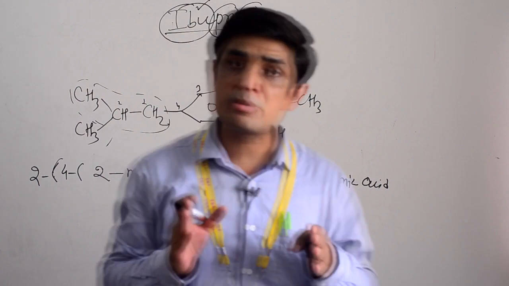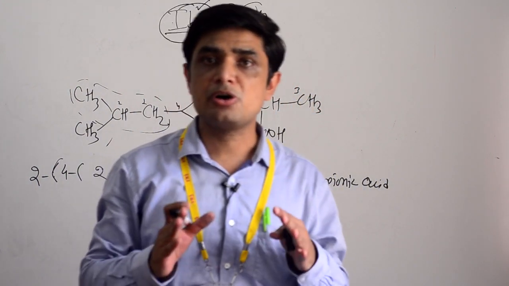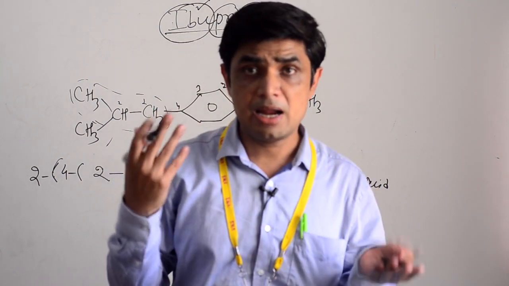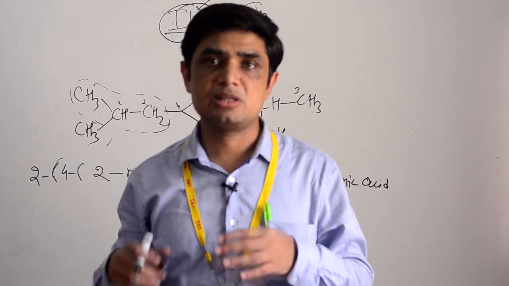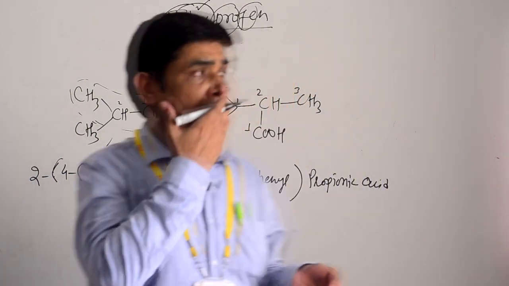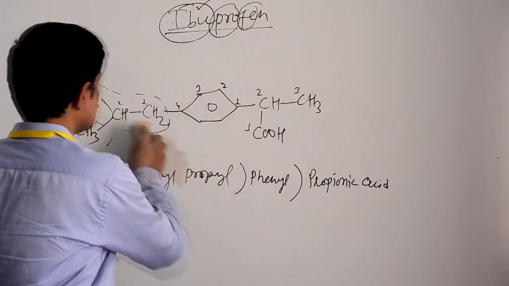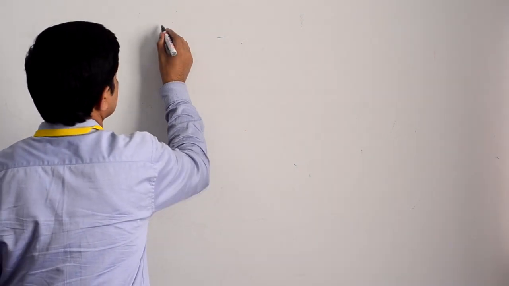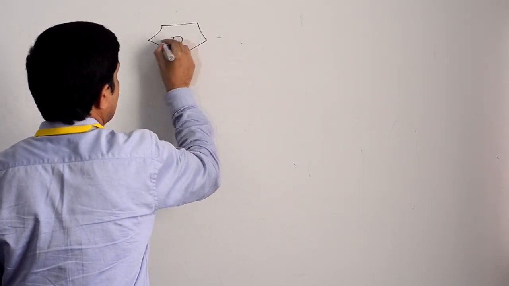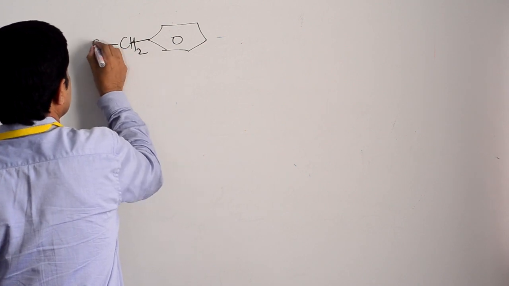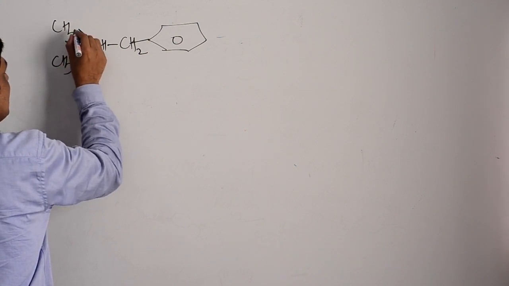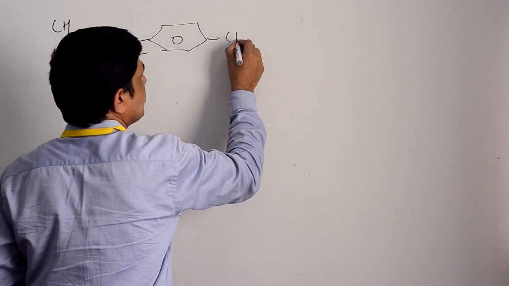So what is the use of ibuprofen? Ibuprofen is used as a pain reliever, for pain removal from headache, arthritis and muscle cramps. Now we will study the synthesis of ibuprofen. For synthesis, again we have to write the structure of ibuprofen. By the structure we can easily identify the starting material of ibuprofen.